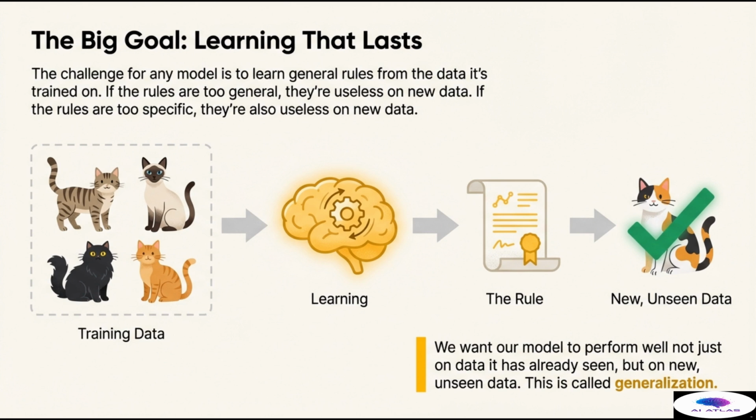Conversely, if the rule is too specific, for example, a cat is only a cat if it is gray-striped, sitting down and looking slightly to the left, it's useless because it's merely memorized specific images, not the concept of cat. That would lead to overfitting.